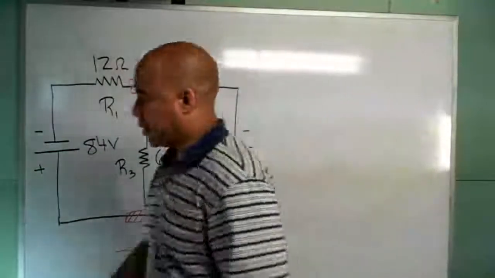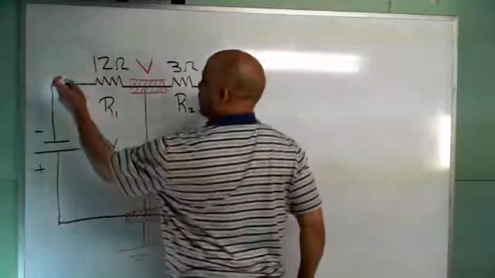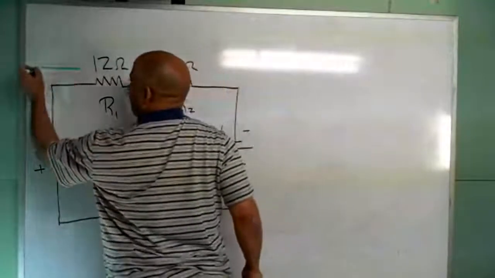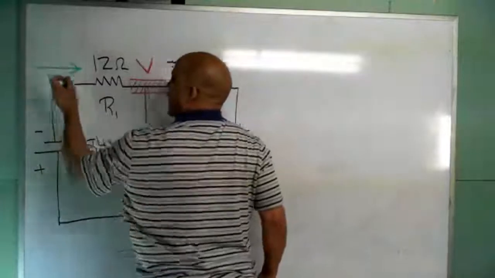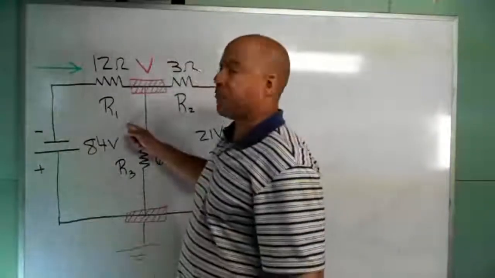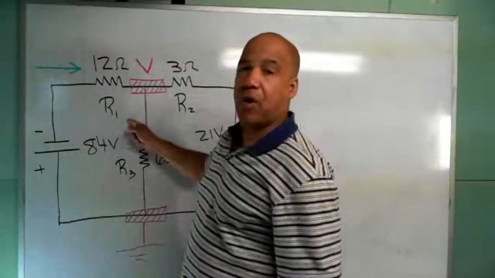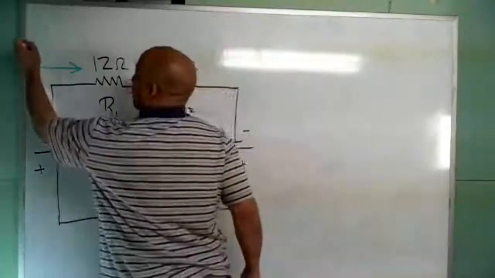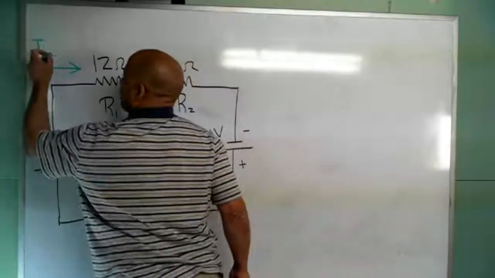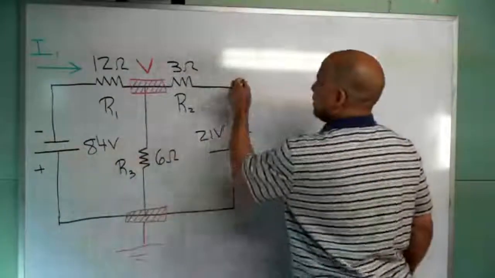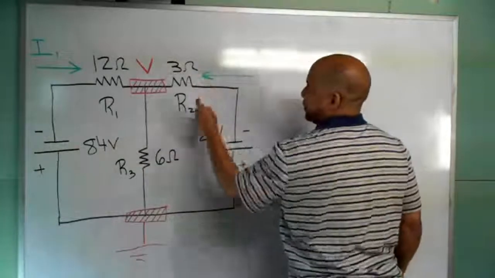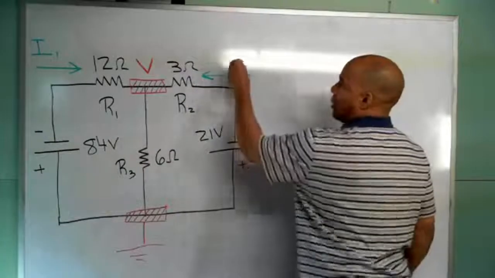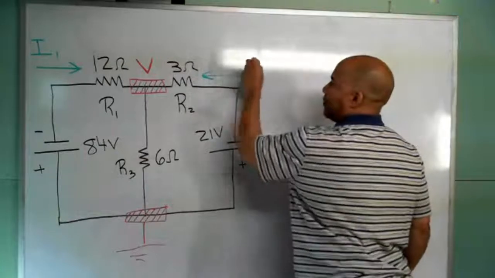I'm going to say that the current in R1 is flowing like this. And remember, you always name a current after the resistance. So this is R1. This current right here, we're going to call that I1. And I'm going to assign the next current like this. That's R2. We'll call this I2.